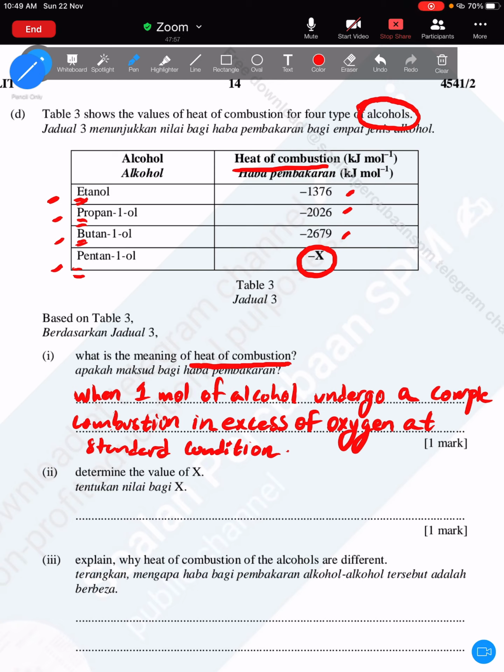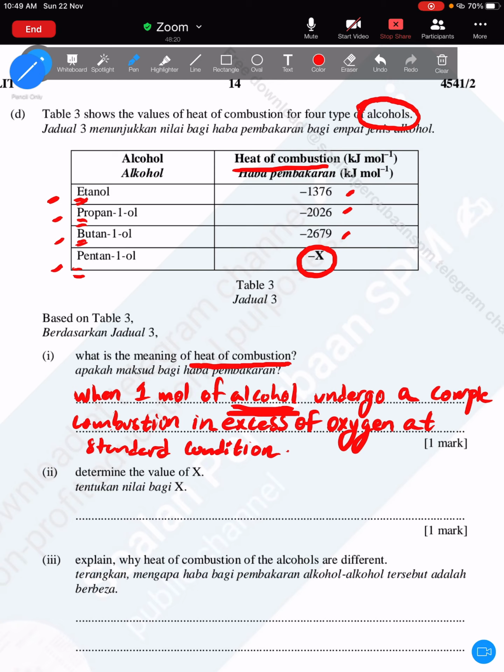This is in general only. Your answer is also right. If you don't want to use alcohol over here, it's okay. You just use when 1 mole of the fuel undergoes a complete combustion in an excess of oxygen at standard condition. Betul. Saya je letak alcohol. It shouldn't be a problem for you.